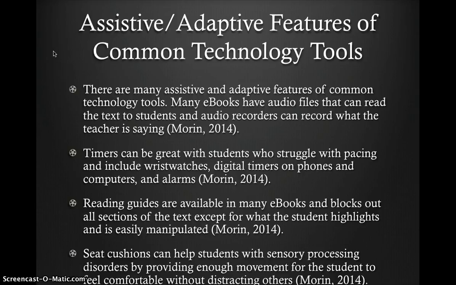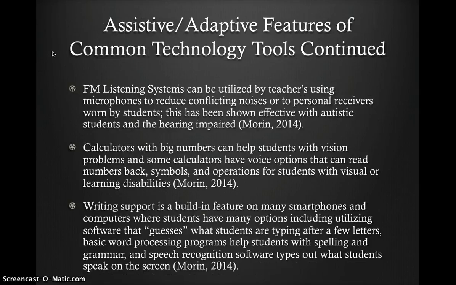Seat cushions can also help students with sensory processing disorders by providing enough movement for the students to feel comfortable without distracting others. FM listening systems can be utilized by teachers using microphones to reduce conflicting noises or to personal receivers worn by students. This has been shown effective with autistic students and the hearing impaired.